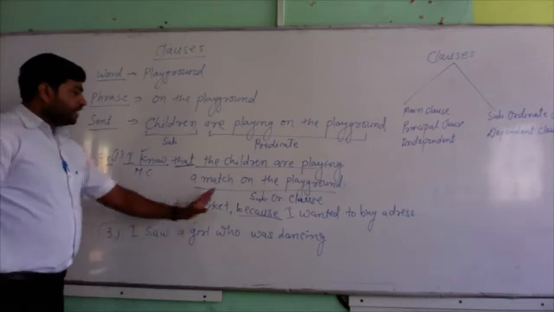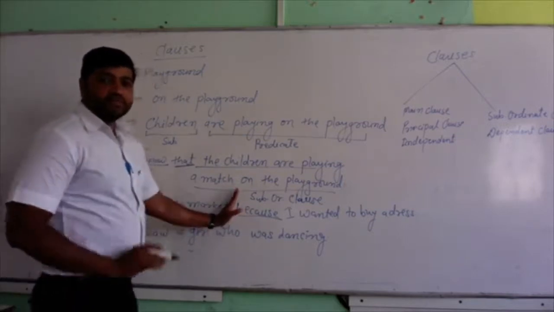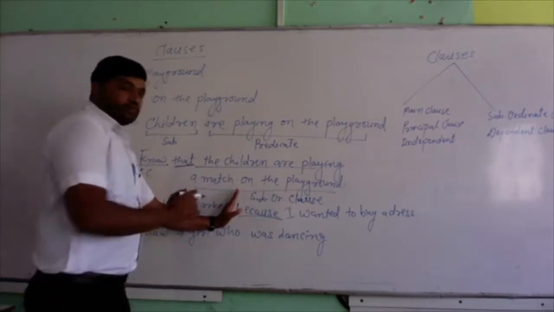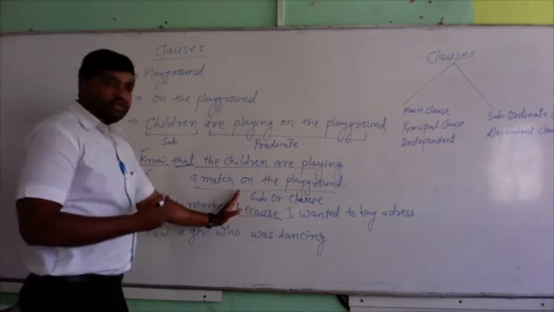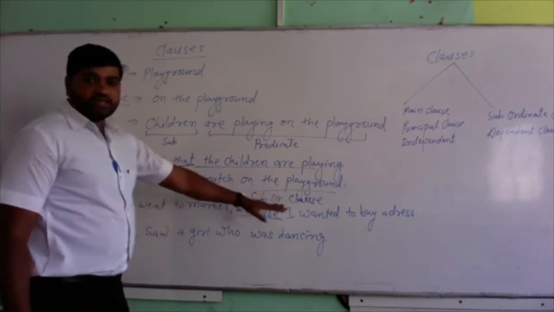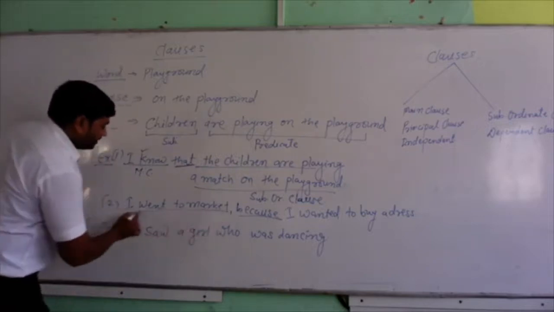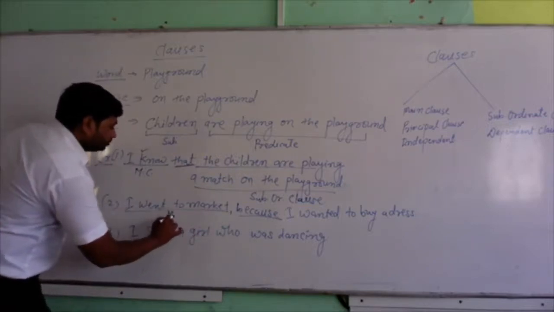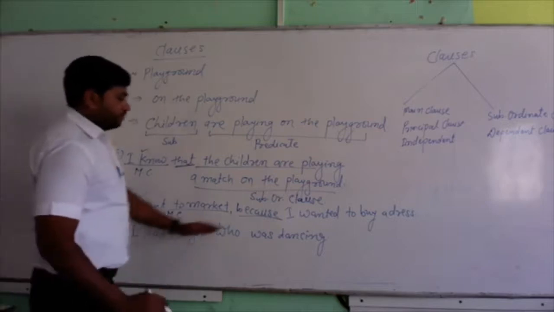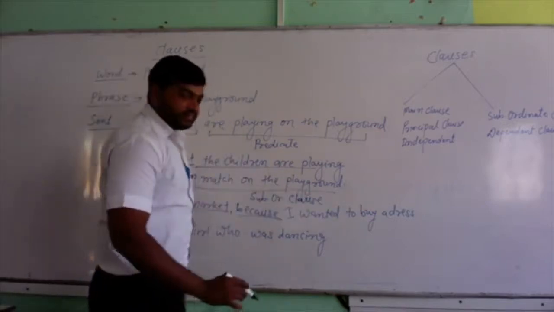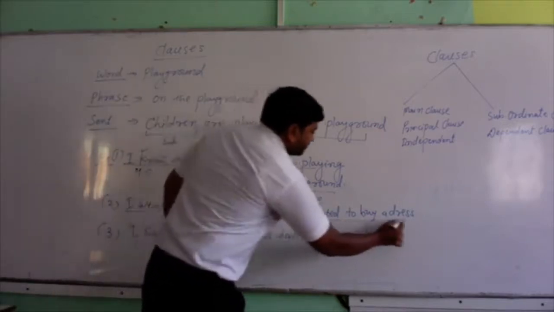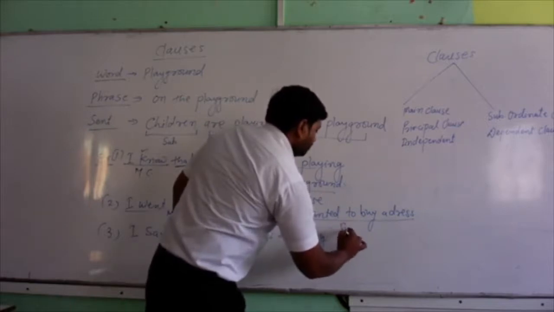So I went to market. It's a complete sentence. This part of the sentence has no need to depend on another part for completing the sentence. That's why I went to market is the main clause. Okay. And because I wanted to buy a dress, this part of the sentence is known as the subordinate clause.